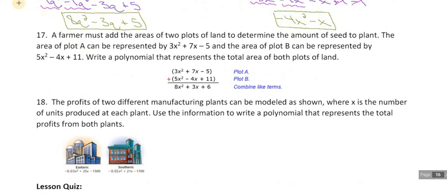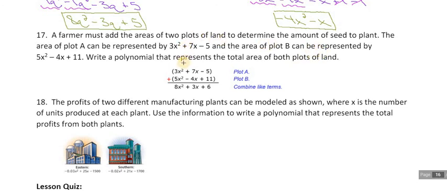In number 17, a farmer must add the areas of 2 plots of land to determine the amount of seed to plant. Area of plot A can be represented by 3x squared plus 7x minus 5, and the area of plot B can be represented by 5x squared minus 4x plus 11. Write a polynomial that represents the total area of both plots of land.